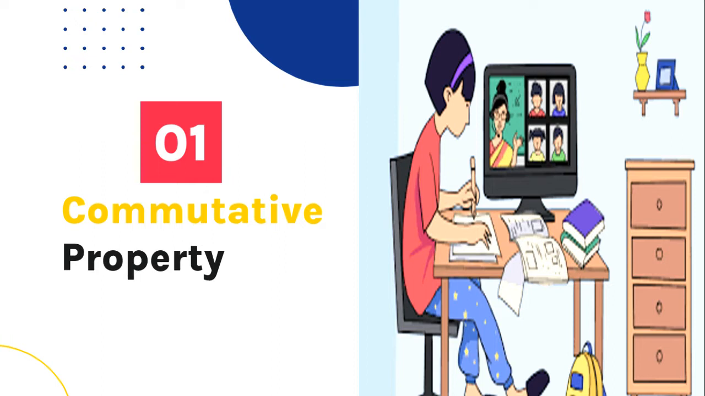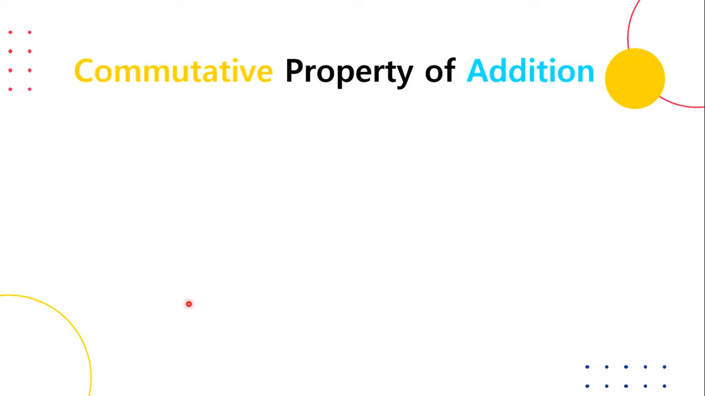Okay, so for the commutative property, we have two properties for addition and multiplication. So the word commutative is from the root word commute, okay, which means that you have to move around, all right? Same way in mathematics, when we say commutative property, you have to change the position of the numbers or of the real numbers. Let's have the first one, commutative property of addition, okay?